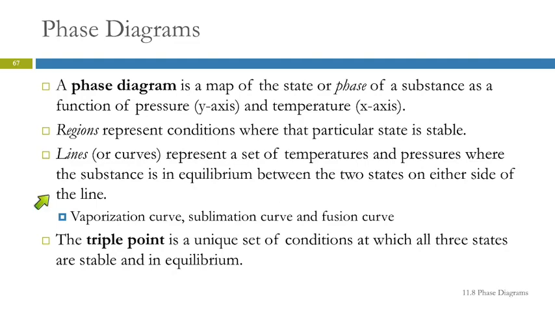So the lines represent a vaporization curve, a sublimation curve, and a fusion curve. And where those three curves come together, we call that the triple point, because 3 lines is 3, triple. That is a unique set of conditions in which all 3 states are stable and in equilibrium with each other. That seems kind of crazy, doesn't it?